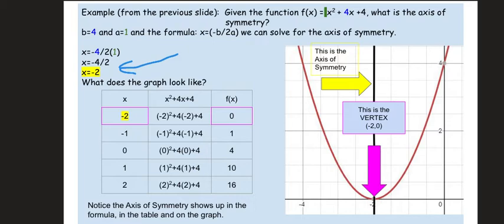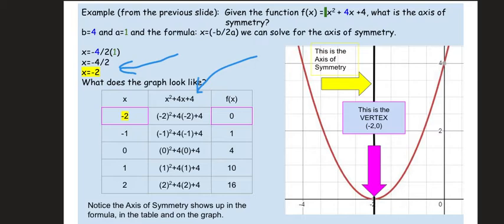And you can see that there's a dark black line right here that divides this parabola in half. And that is our axis of symmetry, and it is at x equals -2. Okay, now how did we graph this? Well, we just took our quadratic and substituted points into it. So we substituted -2 into it and got 0. And I noticed that that's where it touches the x-axis.